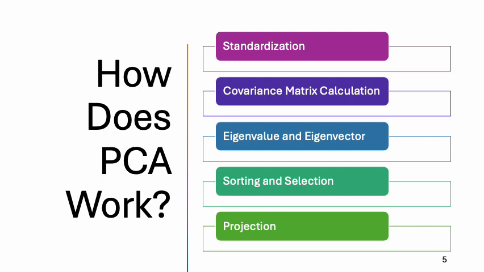After computing, the eigenvectors are sorted by their corresponding eigenvalues in descending order and selected. Finally, the original data is projected onto the space defined. This results in a reduced dataset that retains the most significant variance.